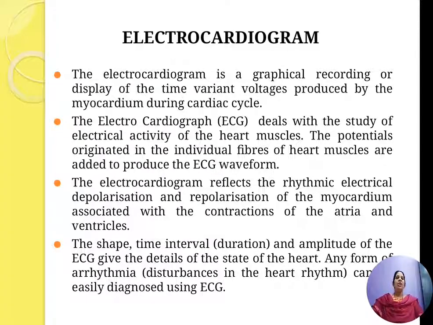The ECG reflects the rhythmic electrical depolarization and repolarization of the myocardium associated with the contraction of the atria and the ventricles. The shape and the interval, that is the duration and amplitude of the ECG, give the details of the state of the heart. Any form of arrhythmia, that is the disturbance in the heart rhythm, can be easily diagnosed using ECG.